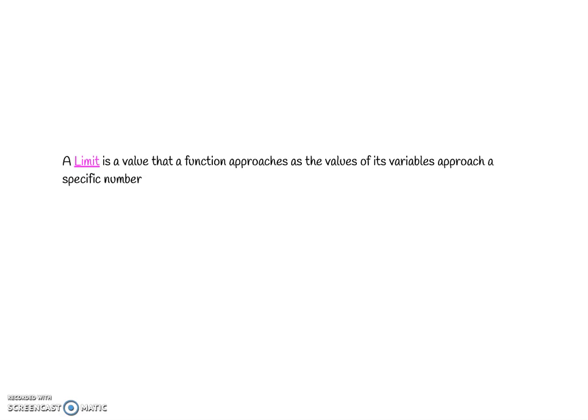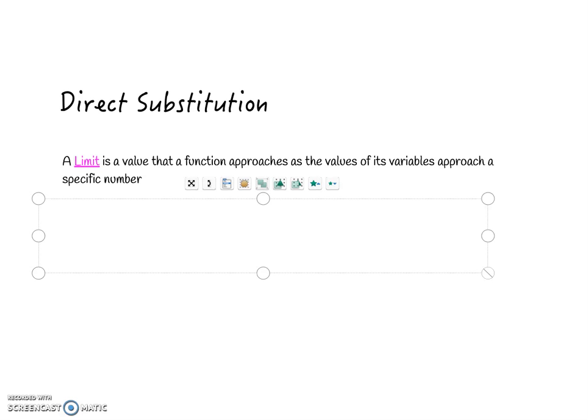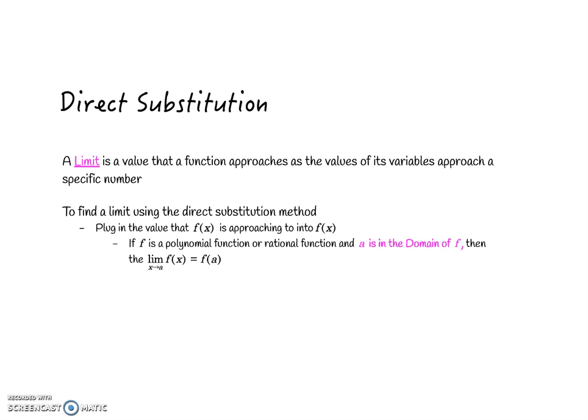One of the ways is known as direct substitution. This is a relatively easy method to find the limit. What you would do when finding the limit using direct substitution is plug in the value that the function is approaching into the function. This works if the function is a polynomial function or a rational function, and a is in the domain of f. In this case, a is the value that the function is approaching. If the value that the function is approaching is not in the domain of the function, then direct substitution cannot be used.